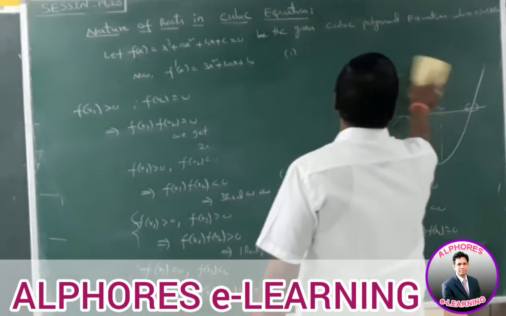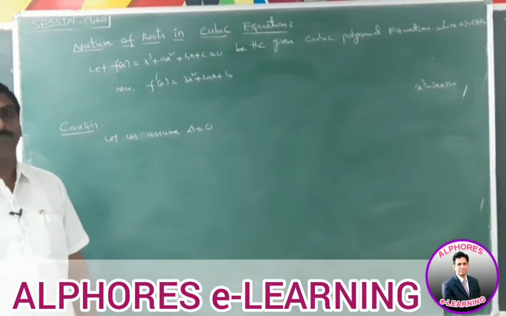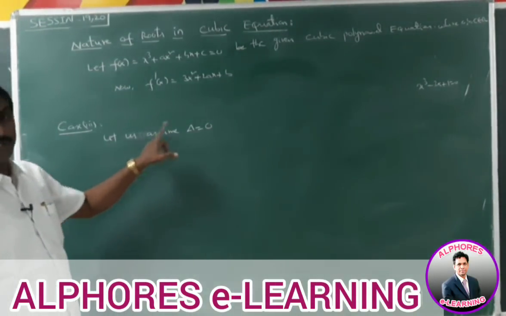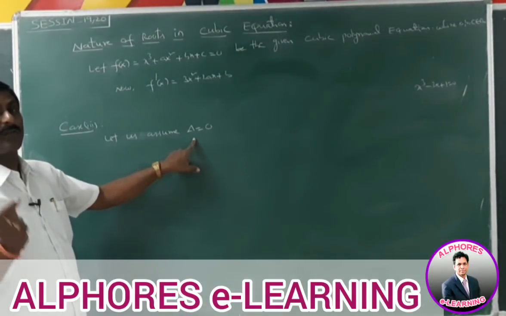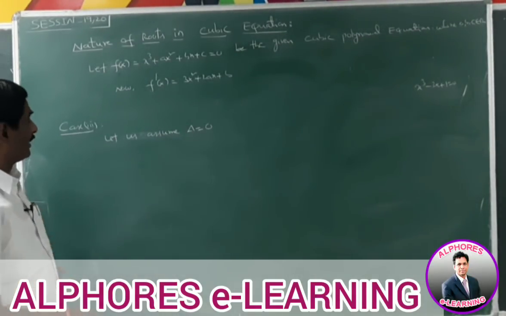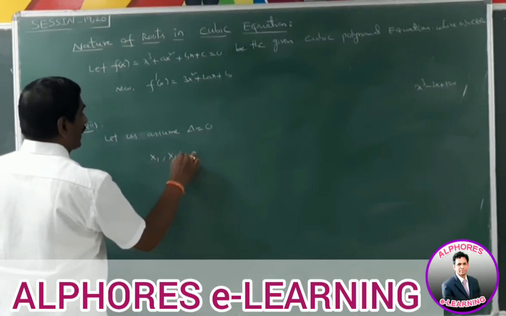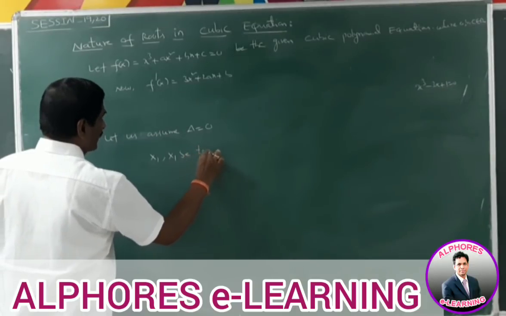Next, case 3. Let us assume delta is equal to 0. That means the quadratic equation has two equal roots. Let x1, x1 be the two real roots of that equation.